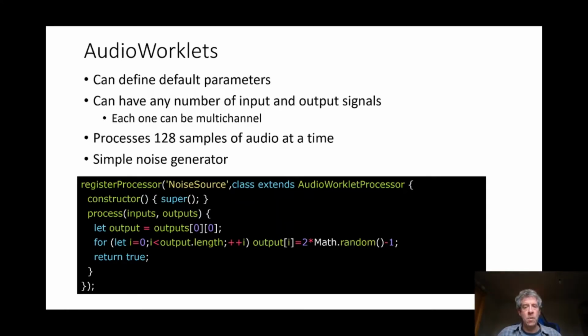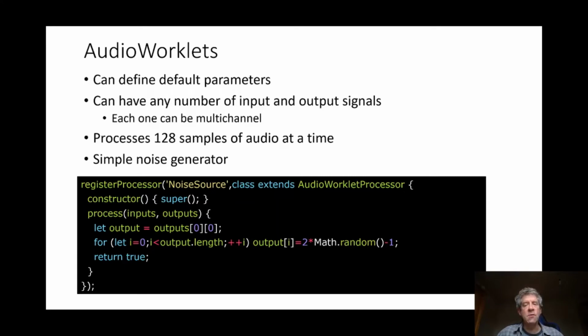128 samples means that with a typical sample rate of, say, 48 kilohertz, the most common one is actually slightly less than that, 44.1 kilohertz. But with 48 kilohertz, I believe that equates to dealing with a frame of 2 2/3 milliseconds. That's very short.